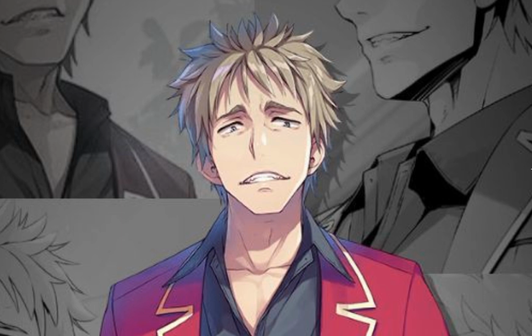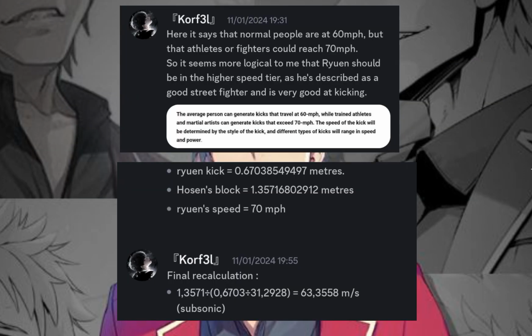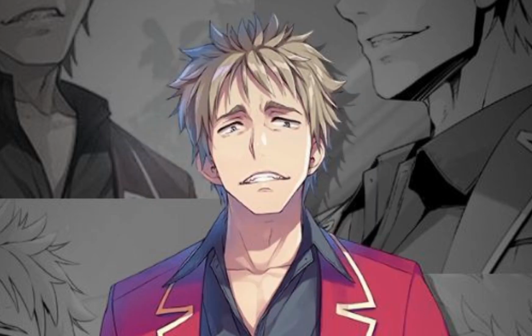Now we can calculate Hosen's reaction speed, knowing that he only uses one hand. This ensures that characters equal to or superior to him in narrative terms have this minimum speed, that is 63 meters per second. Now we can have Hosen level characters at this speed, so the majority of high tiers can see their speed increase substantially.